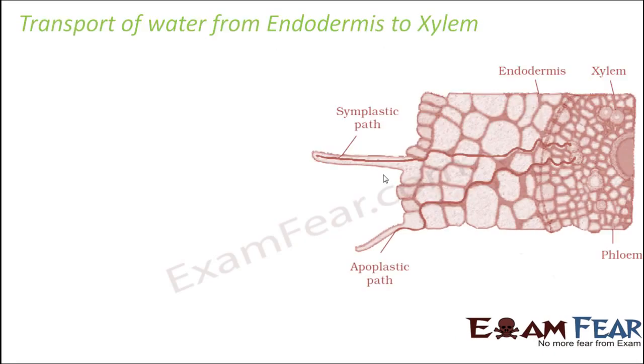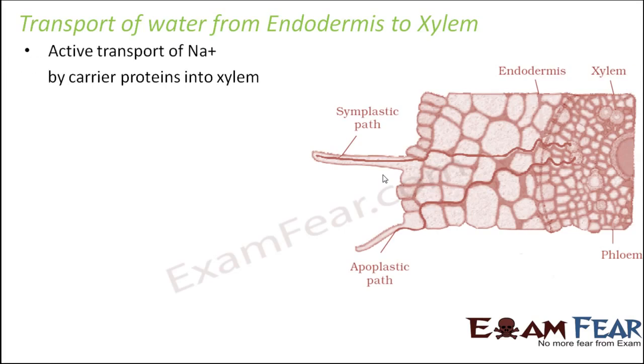So transport of water from endodermis into xylem. Now let us see how water is transported from endodermis to xylem. Here, active transport of sodium ions by carrier proteins takes place into xylem. Let us try to understand it in a very simple way. Let us suppose this is your endodermis and this is xylem.